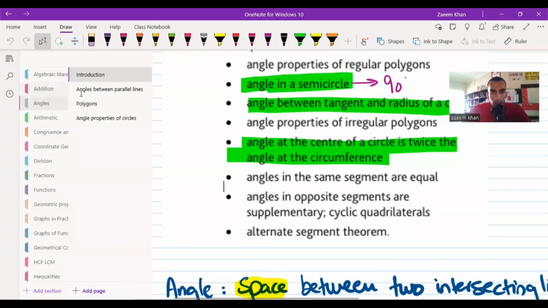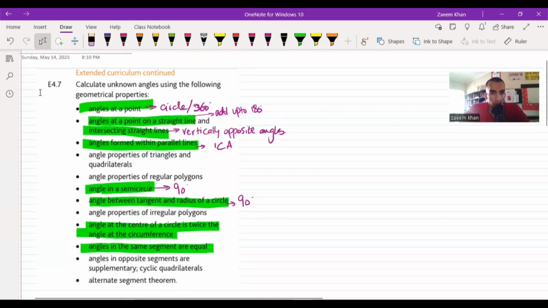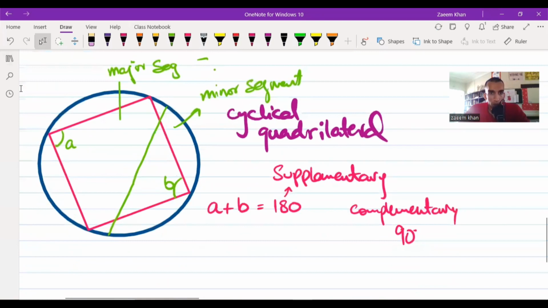Let me go back, cross it out. By the way, up till here, this is the same course. Those of you who are watching it on YouTube, once I've uploaded it, this is the same course that you have for O levels as well. All right, angles in the same segment are equal. That's done. So we've done quite a few subtopics of angles. Now let's go to the next one down here.